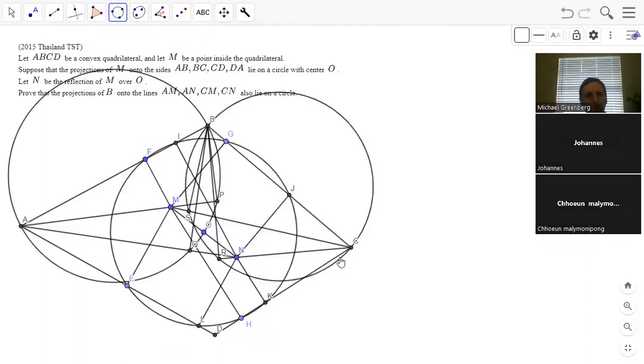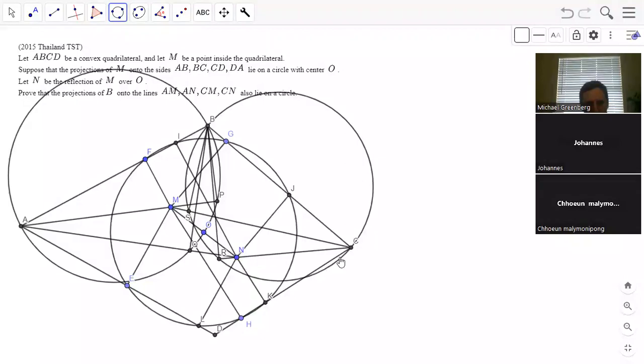A, B, C, D. That was equivalent to the fact that m having an isogonal conjugate was equivalent to the fact that the perpendiculars, the feet to the sides, are cyclic. And in the same way now, the fact that PSQR is cyclic is equivalent to B having an isogonal conjugate with respect to AMCN. And that conjugate is D.